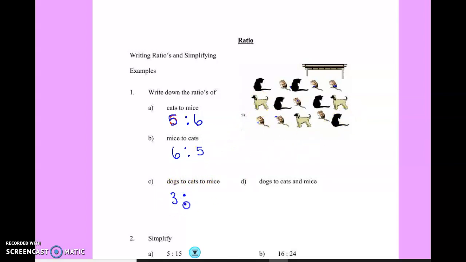So it'd be 3 dogs, 5 cats, 6 mice. Okay, and read that as 3 to 5 to 6, dogs to cats to mice. There's no difference with those 2 questions. I don't know why they're both on there. Sorry about that. We'll just ignore that last one.